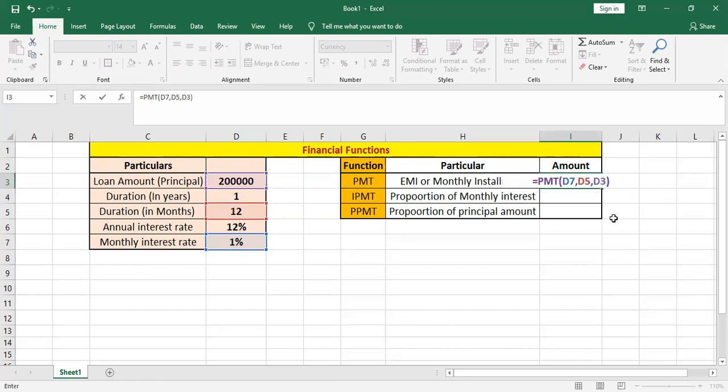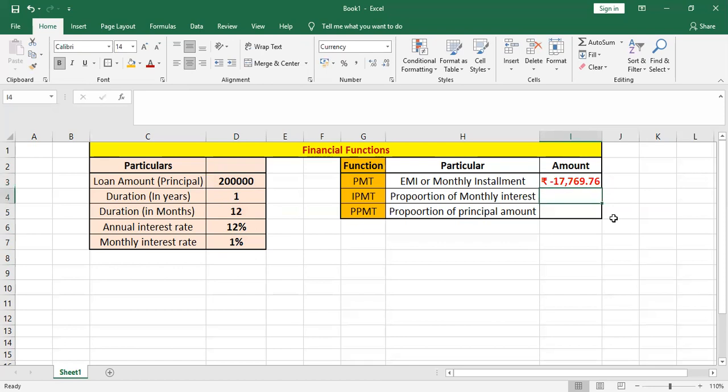We can close the bracket and press enter. You can see, if I want to take a loan of 2 lakhs at 12% per year for 1 year, I will have to pay an amount of 17,769 as EMI. That's a huge EMI, I can say, if you are a salaried person, just a basic salaried person.